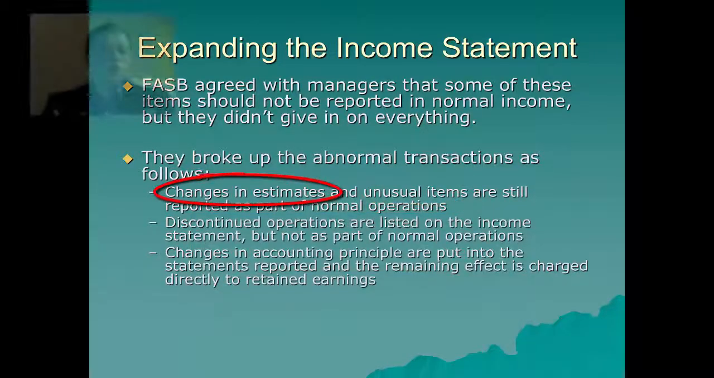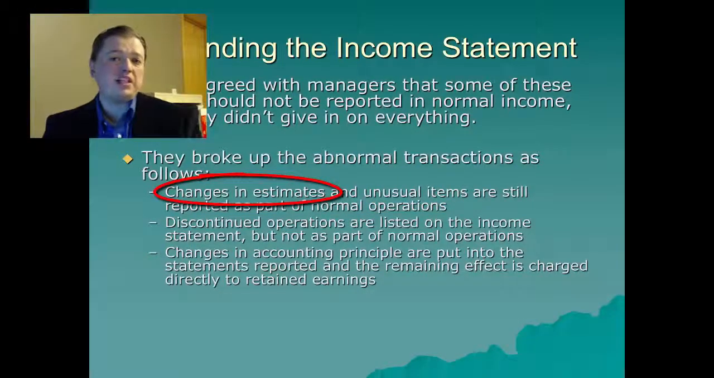Changes in estimates we'll talk about in more detail later, but basically this means that we decided that this piece of equipment that we've depreciated for 5 years now will last us for 8. So our depreciation expense is going to drop. And FASB said, you know what, just change the estimates.